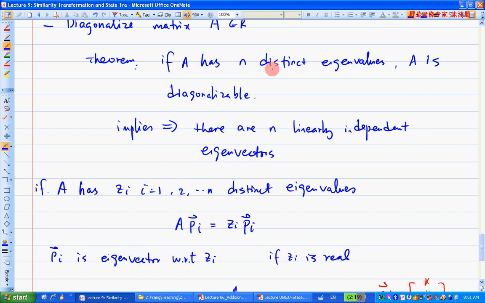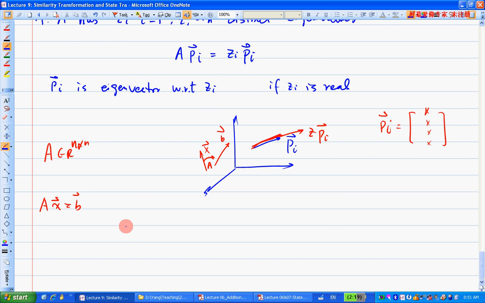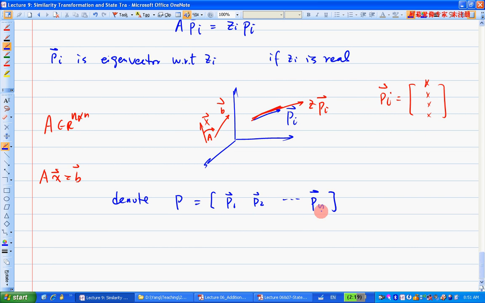And I have this implication right here: when you have n distinct eigenvalues, there are n linearly independent eigenvectors. So I'll write it here. If I denote a capital P, which is P1, P2, up to Pn, then P1, P2, Pn are the eigenvectors for each eigenvalue.